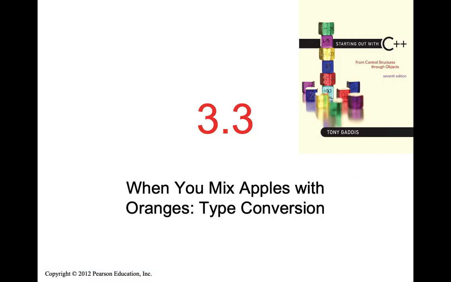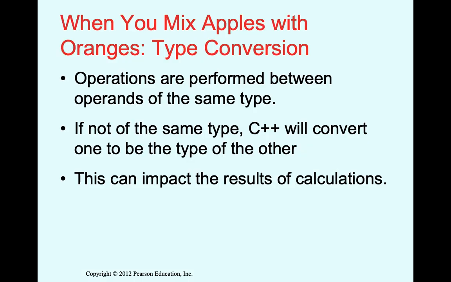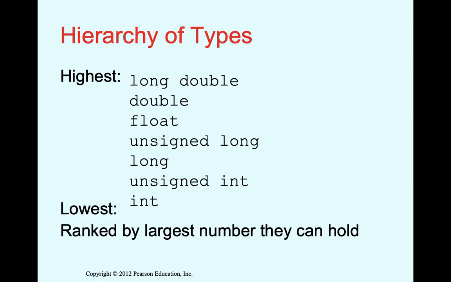So what if we have mixed types? If you have an operation with mixed types, like 5 plus 3.5, some of the types need to be converted to other types. How do we convert types? Types can be converted in some order. Like integer can be converted to unsigned integer, which can be converted to long. Long can be converted to unsigned long, and so on.